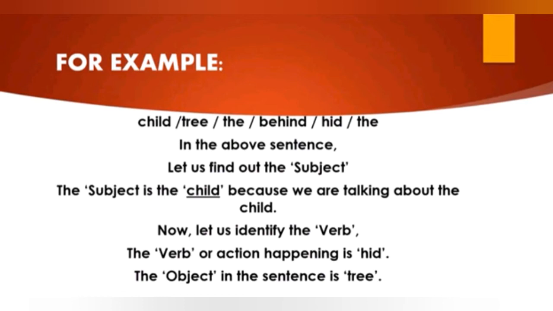So we got the three things: subject, verb and object. Subject is the child, verb is hid and object is the tree. Behind the are the remaining parts of the sentence. After arranging the words in the proper order, you have to see whether it is making sense or not, and accordingly arrange the sentence. So the sentence is: the child hid behind the tree.